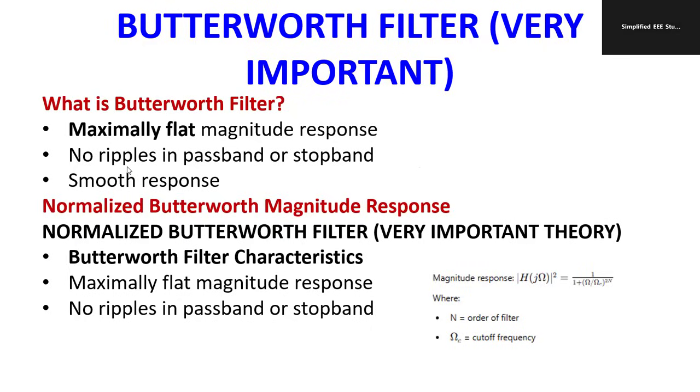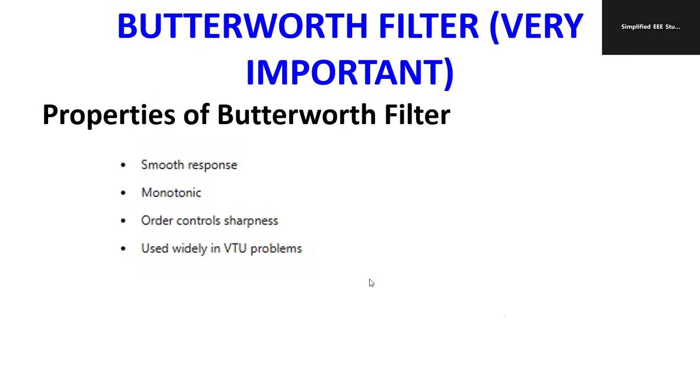Maximally flat magnitude, which does not show any ripple and has a smooth response. What is the normalized Butterworth magnitude response? The normalized Butterworth filter normalizes the Butterworth filter characteristics: maximally flat magnitude response, no ripple in the pass band and stop band. And these are the observations to be checked. Similarly, numerical problems you can plan accordingly.